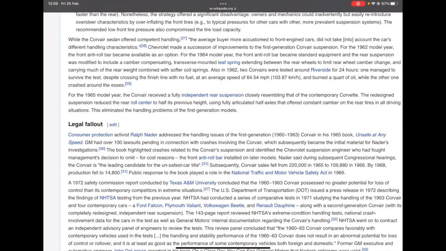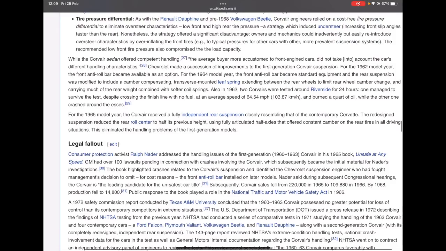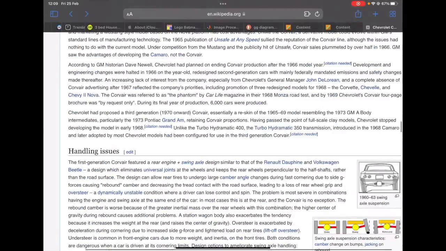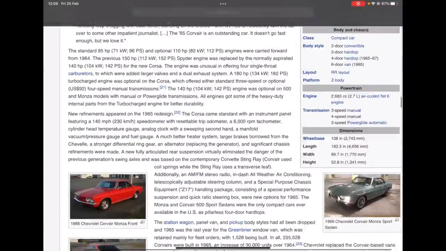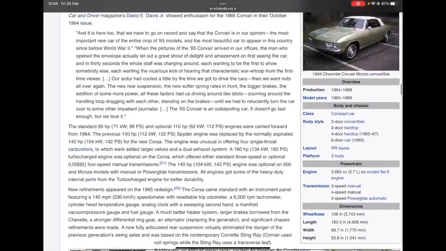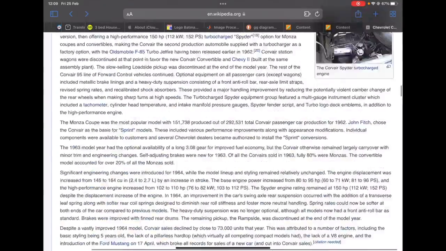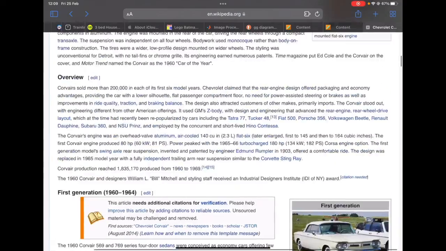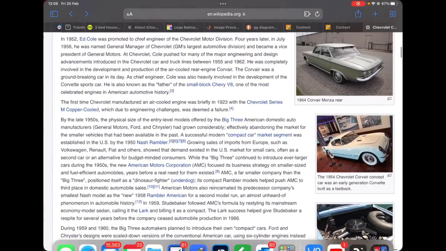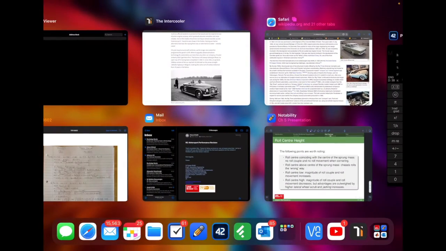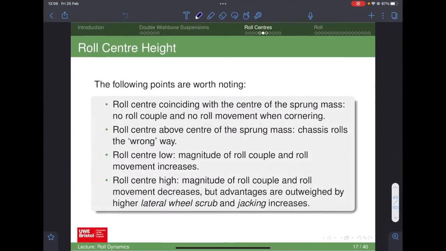But like I said, it eventually became such an issue that there was loads of litigation, it being the States, and they had to make some big changes for the Mark II Corvair. So there we go, a bit of anecdotal evidence of why high roll centres are bad.